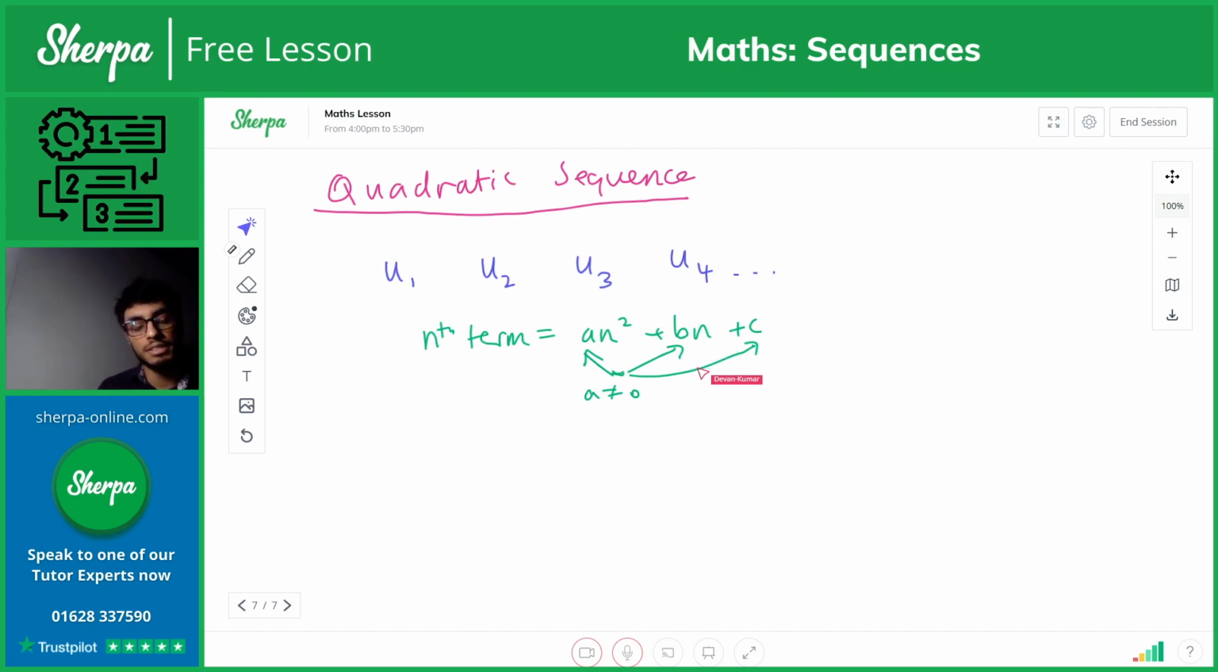And this is the form of a quadratic sequence. It looks a lot like a quadratic equation. It looks a lot like the thing that you solve with the quadratic formula. Well, it's almost the same thing.